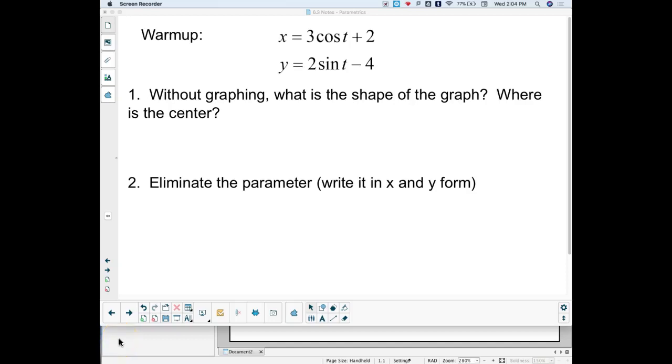Without graphing. So no graphing calculators on that one. I want you to find me what the shape of that graph will be. I want you to find me the center, and then I want you to eliminate the parameter on it. Okay? Go for it.